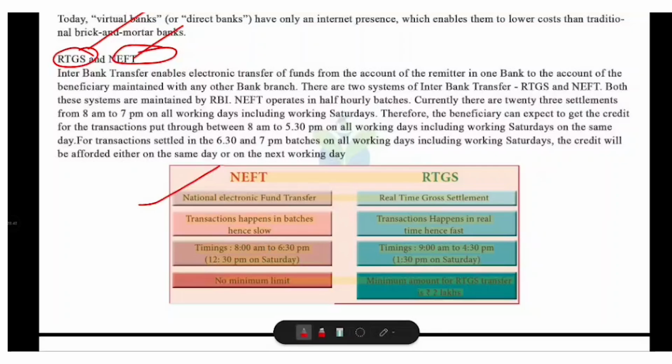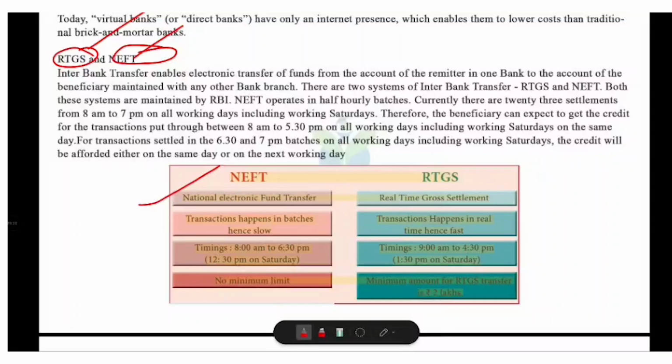Now what about RTGS? Real-time gross settlement. This is for high value urgent transfers. In RTGS, transactions happen in real time, which means as soon as you send, the money is instantly credited to the receiver's account. There is no waiting for batch settlement. Real time means immediate processing, and gross settlement means transactions are settled individually, not in groups or batches.